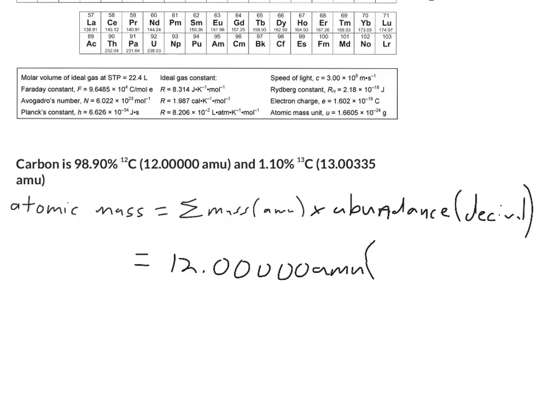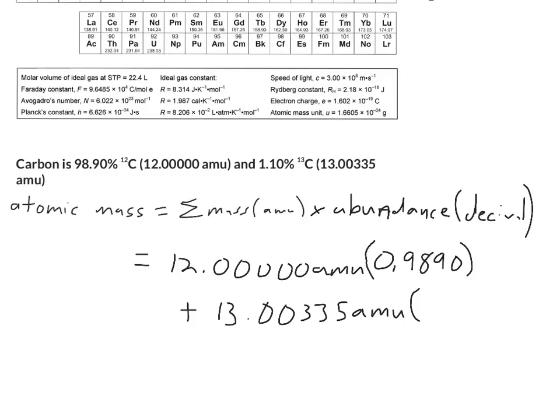That's going to be multiplied by its abundance, converted into a decimal. 98.9%. Converted to a decimal, you divide by 100, move the decimal over a couple spots. 0.9890. That's the carbon-12 term. The next term is for carbon-13. Its isotopic mass has been measured to be 13.00335 AMU, atomic mass unit.